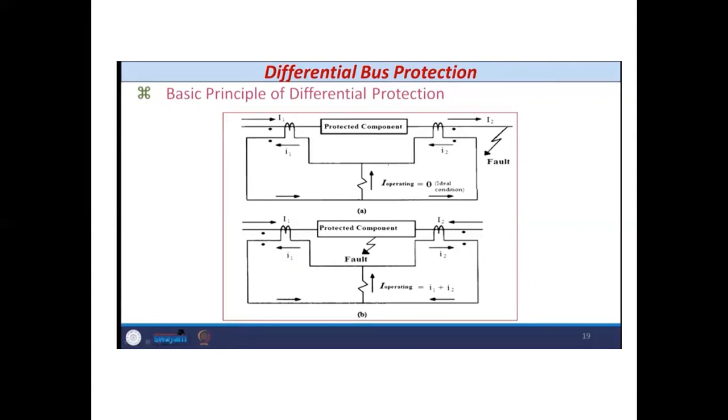As I have told you earlier, in case of transformer and the generator, the main operating principle of differential protection scheme is that the current entering and the current leaving the device to be protected are compared. So in this case, I1 and I2, the CT secondary currents, will be compared.